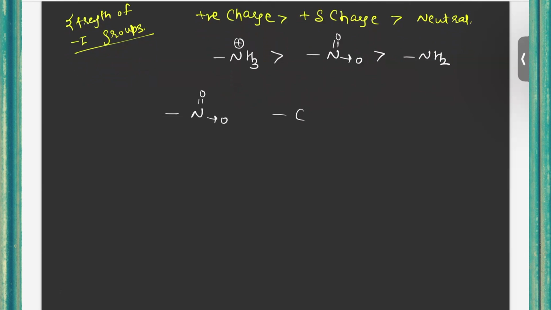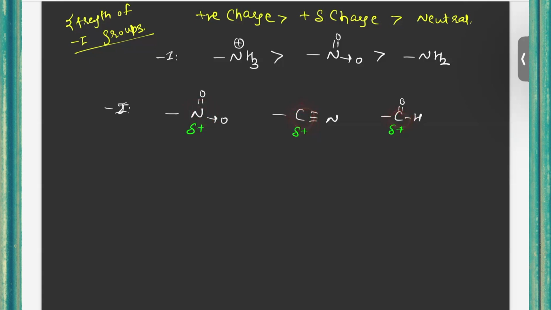Now you tell me one thing. Suppose we are having three groups which are having partial positive: NO2, C triple bond N, and then CHO. Which is having more minus I? So if all the groups are having partial positive charge only, then you can directly compare by the electronegativity, right? Because that is the only difference.